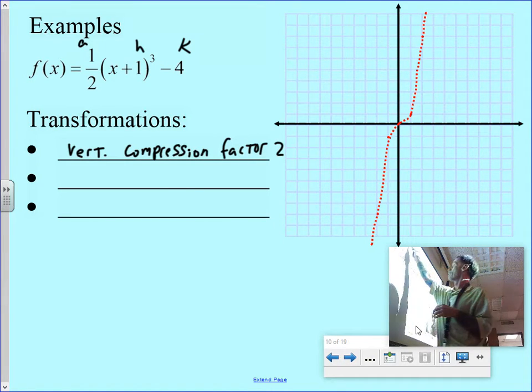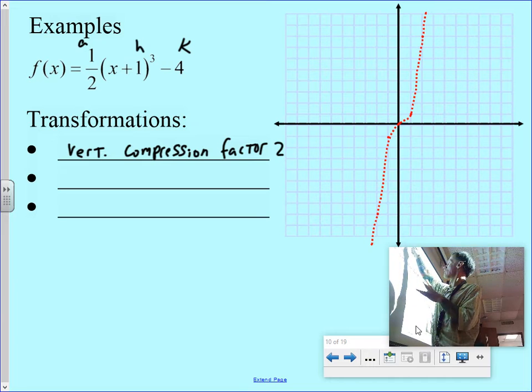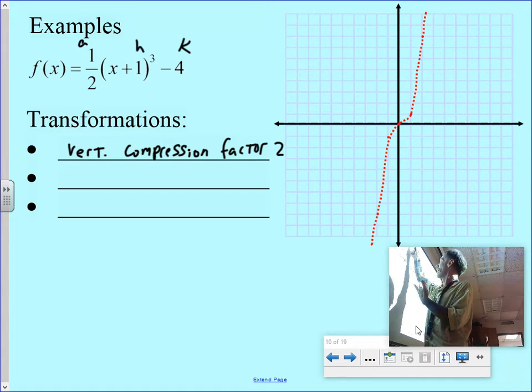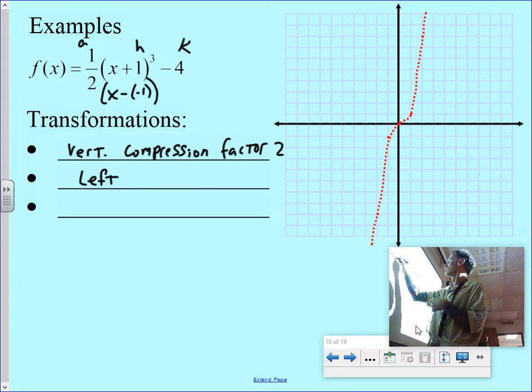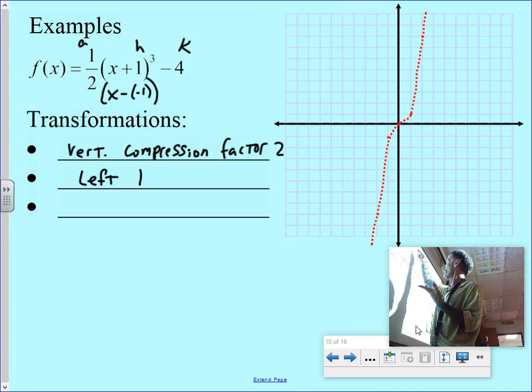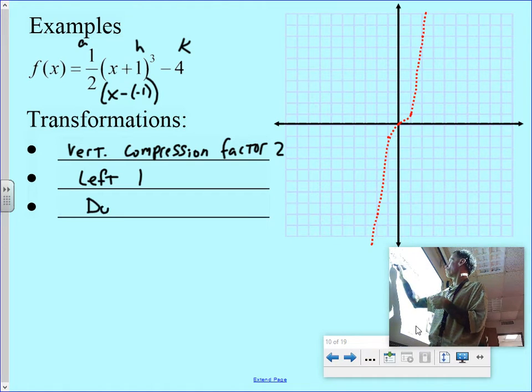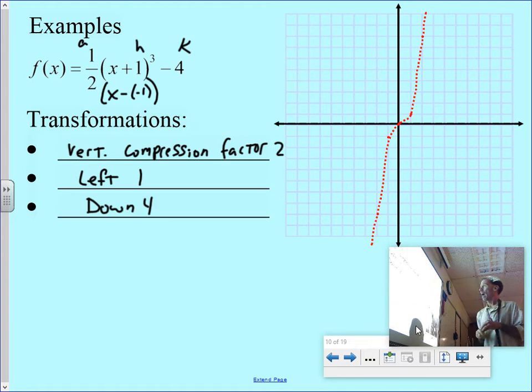How about the H value? Remember, we said the H is kind of backwards than what it looks like. In this case, the H is really negative, because really what we have here is minus a negative 1, which would be the plus 1. So that's going left 1. And then the minus 4 on the very outside, that's going down 4. Okay? How would I graph that?